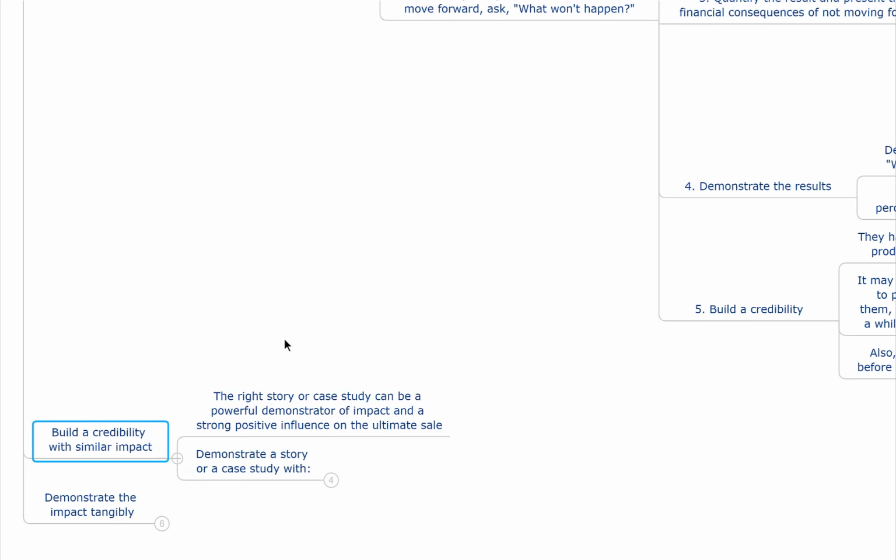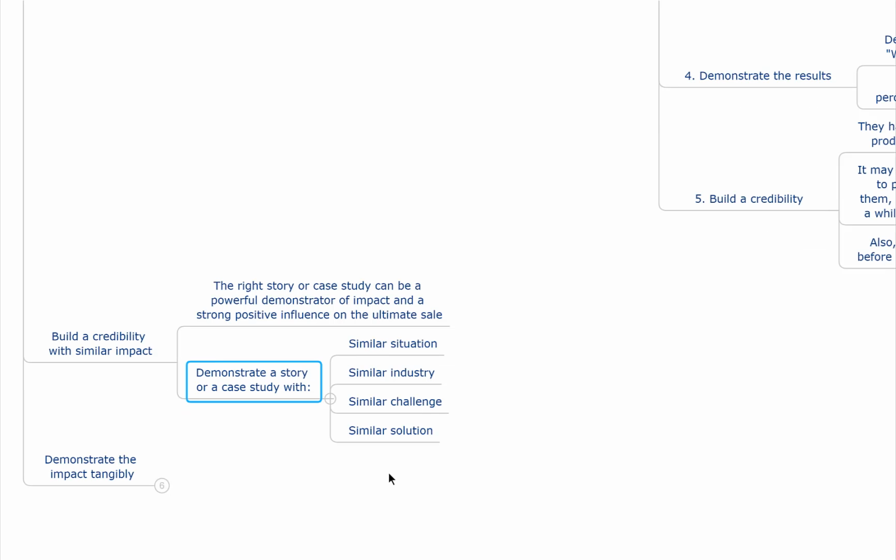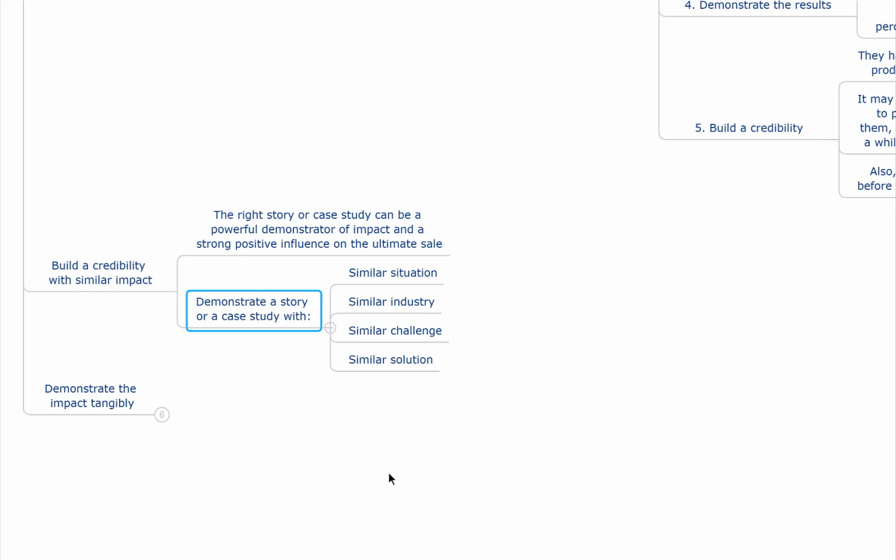So, build the credibility with a similar impact. The right story or case study can be a powerful demonstrator of impact and a strong positive influence on the ultimate sale. Demonstrate a story or a case study with a similar situation, similar industry, similar challenge, similar solution.